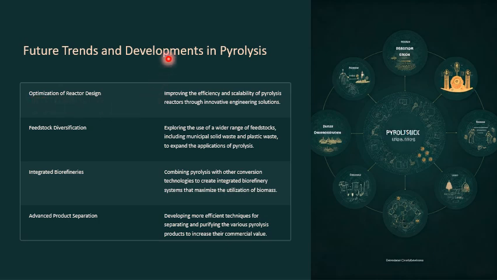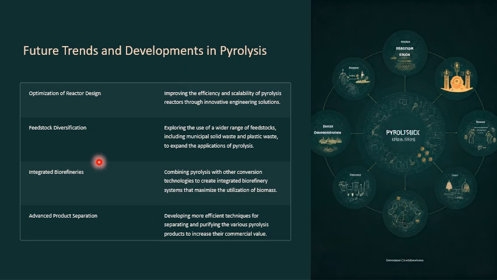We can do that by improving the efficiency and scalability of pyrolysis reactors through innovative engineering solutions and feedstock diversification. We have to explore the use of a wider range of feedstocks, including municipal solid waste and plastic waste, to expand the applications of pyrolysis, as it's restricted to some degree to a particular class of feedstocks.